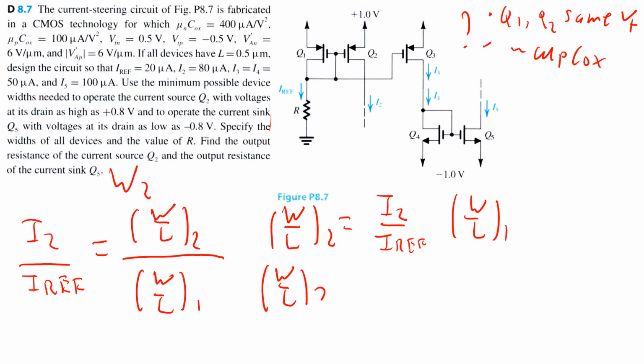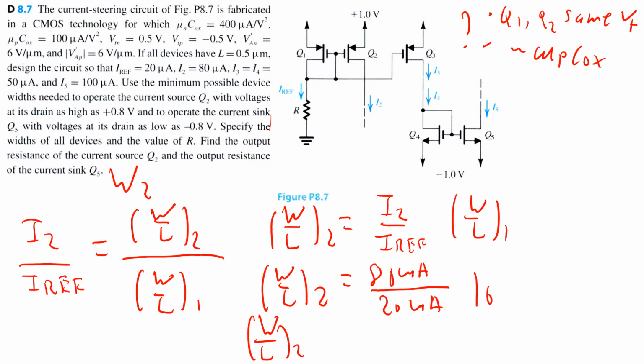So if I plug in the numbers, it would be W over L for Q2 is equal to I2, which is 80 microamps, divided by the reference current, 20 microamps, multiplied by W over L for Q1, which we already solved for, that being 10. So you can see that this purely just becomes a scaling. We are scaling the width of Q2 by a factor of 4. So W over L for Q2 is equal to 80 divided by 20, which is 4, times 10, so 40, meaning W2 is equal to 40L, and L is equal to 0.5 micrometers, so that would make W2 20 micrometers.